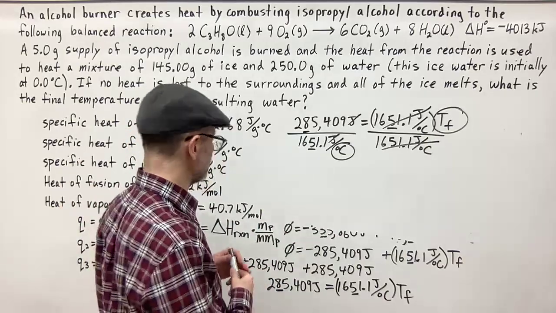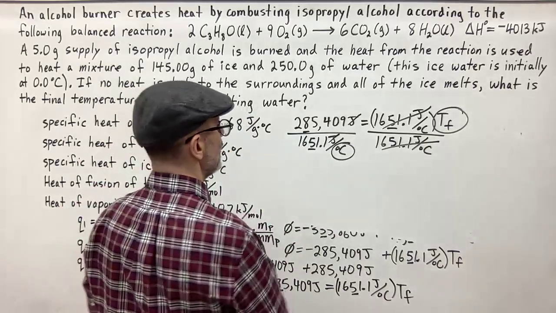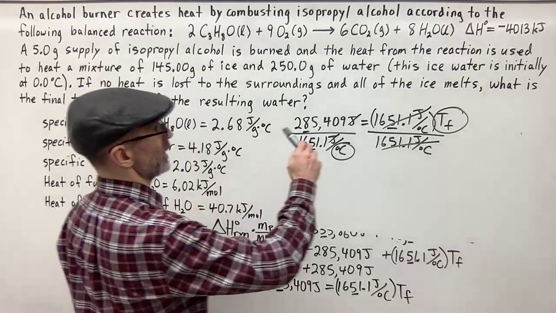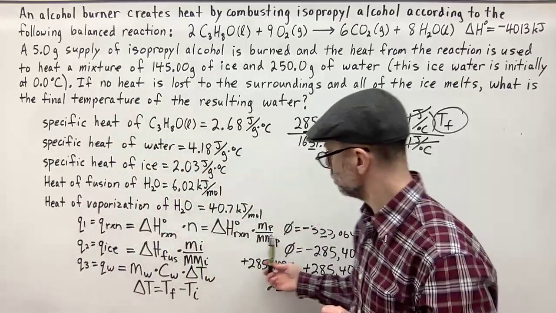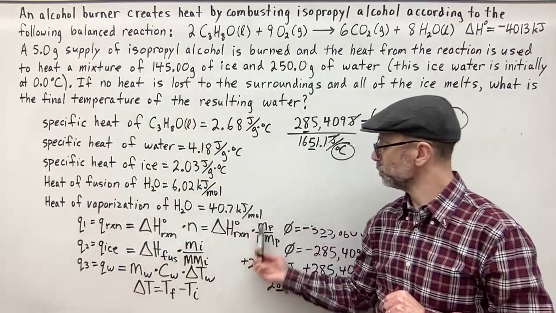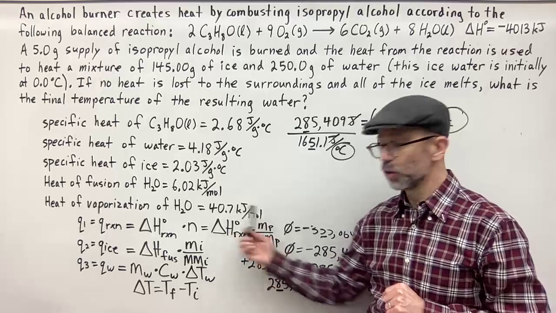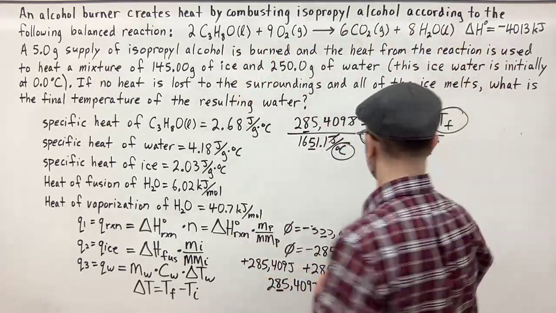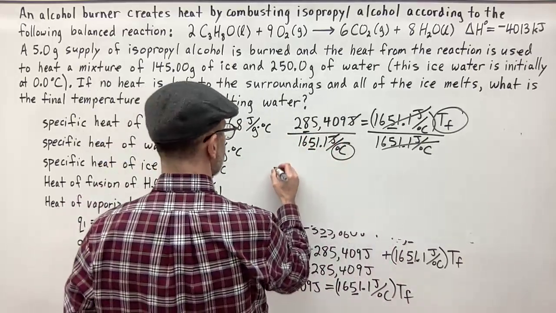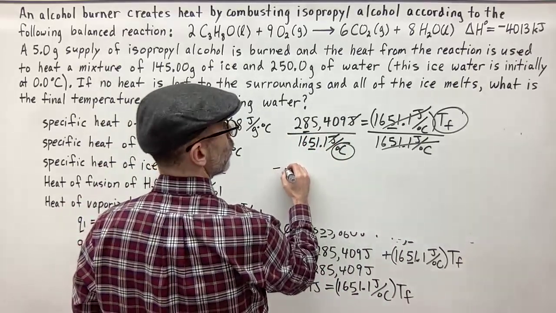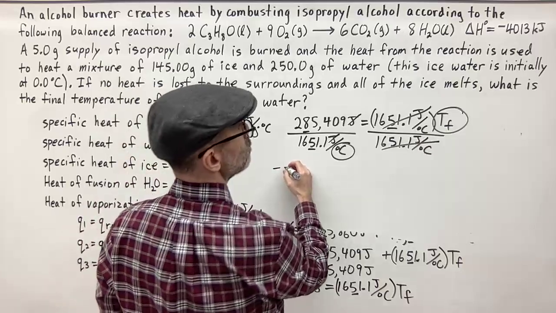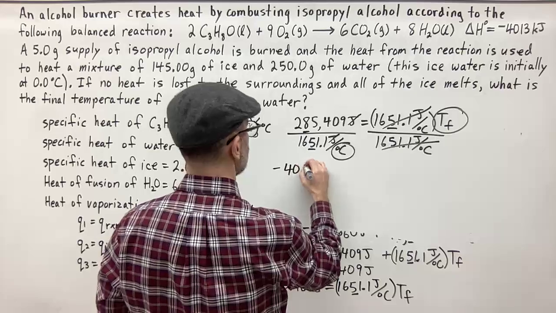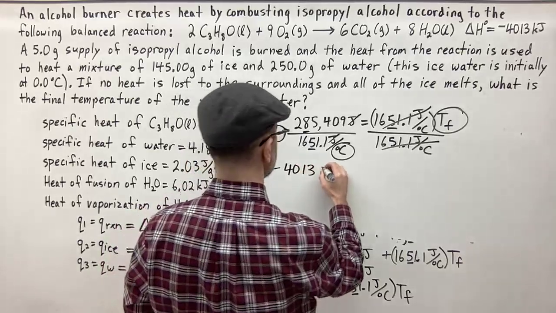So the only difference here is that instead of multiplying, where did I have it? So here I have the heat of the reaction. Instead of multiplying the heat of the reaction, this is per mole. This is actually for 2 moles. So if I'm going to get the per mole, then what I do is, let's see, so that's for 2 moles. So I'm going to take the 4,013 kilojoules.